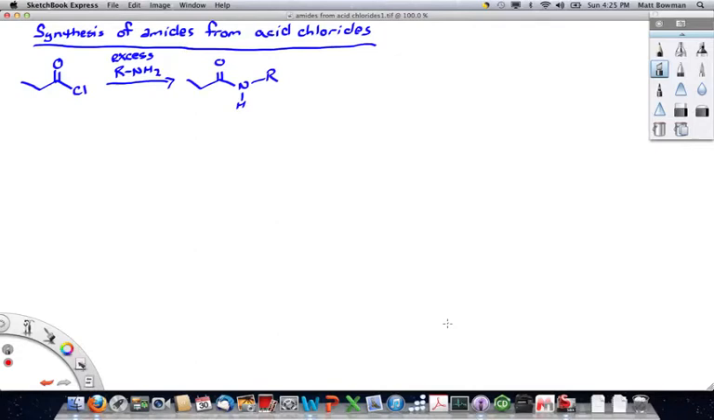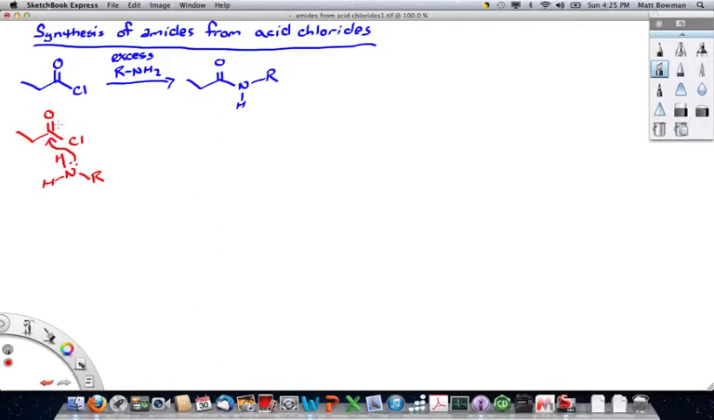Acid chlorides can also be used to make amides. But when you make an amide from an acid chloride, you must use an excess of an amine. So, the mechanism is the acid chloride acts as a good electrophile. The amine is your nucleophile.